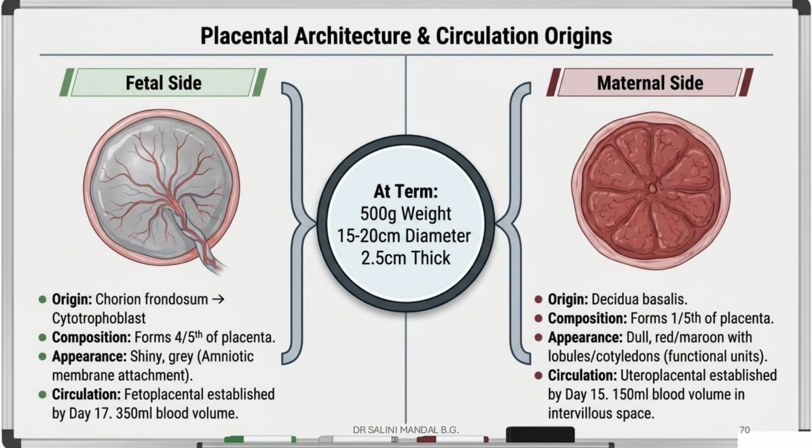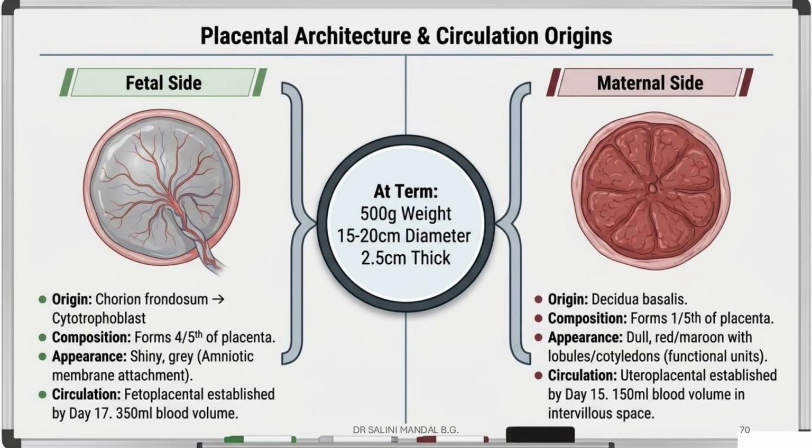So the placenta at term is 500 grams in weight, and its diameter is 15 to 20 centimeters with a thickness of 2.5 centimeters. Quite important. The weight of the placenta at term is 500 grams. Diameter is around 15 to 20 centimeters, and thickness is around 2.5 centimeters. Okay. So now tell me, fetal site and placental sites are there.